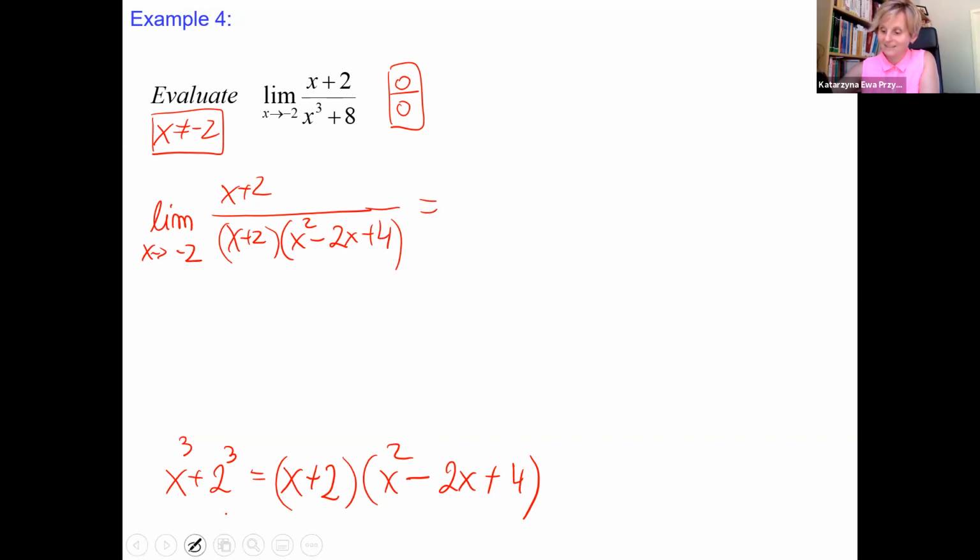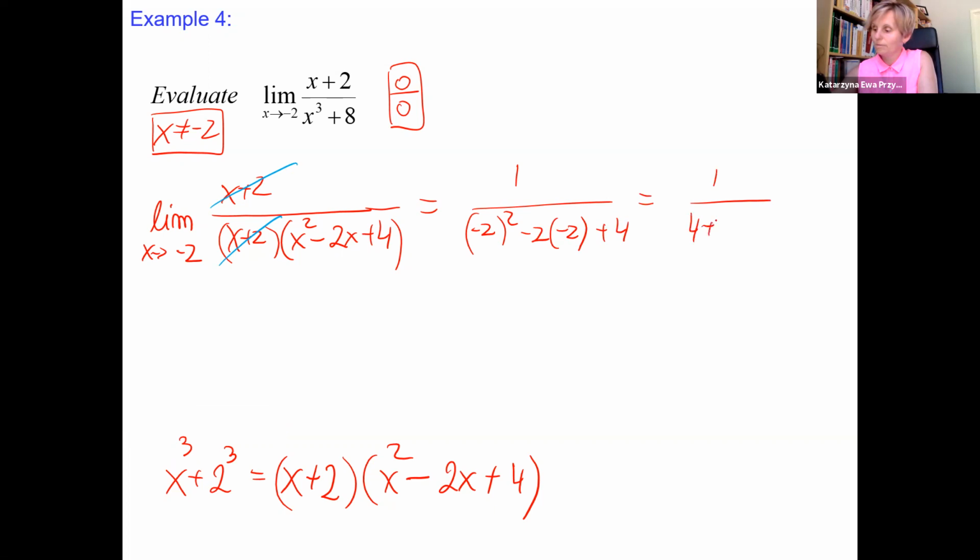Okay, we can see the common factor, common 0 is gone. Now we can substitute. Negative 2 squared, negative 2 times negative 2 plus 4. 4 plus 4 plus 4, 12. This is the limit at negative 2. Function will approach 12 from both sides.